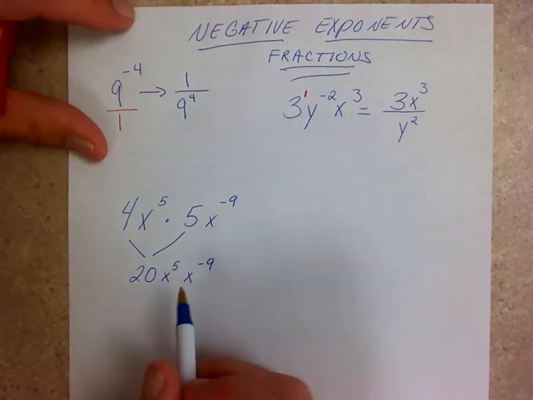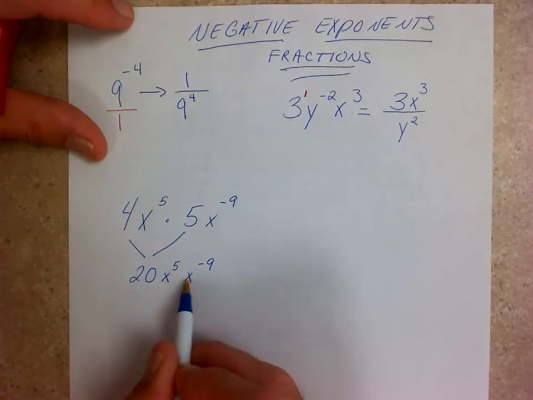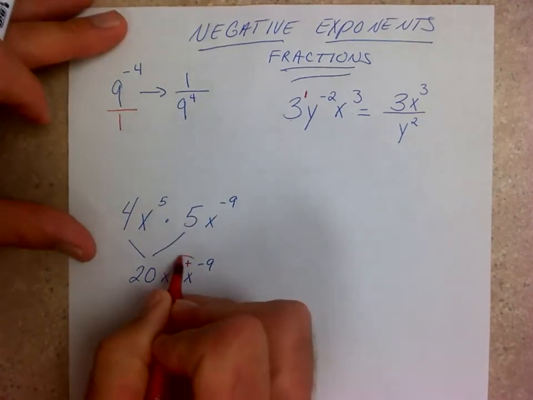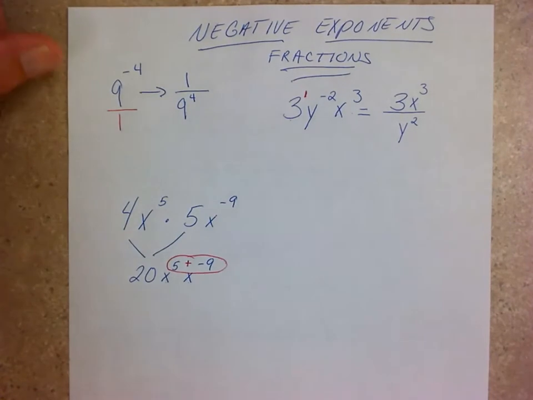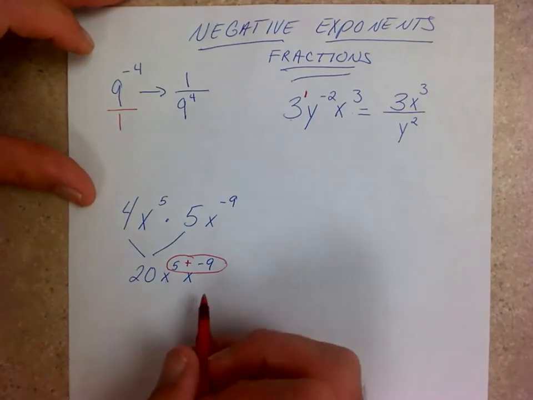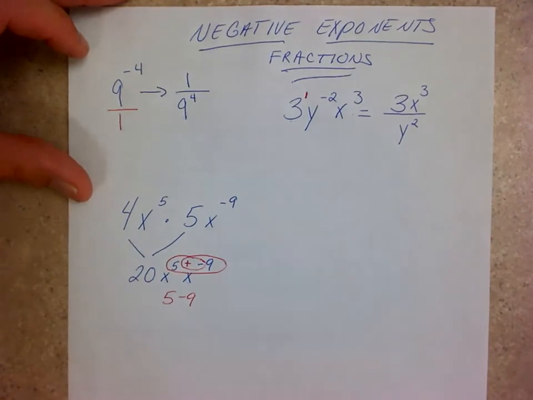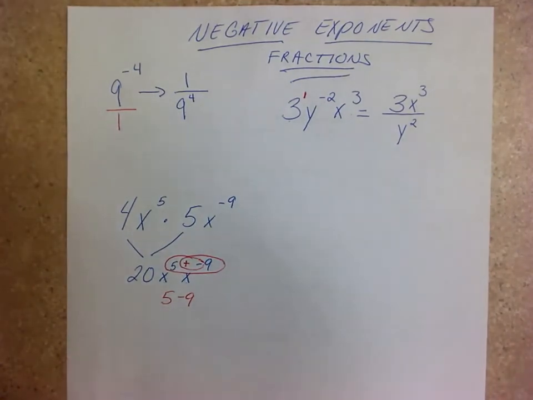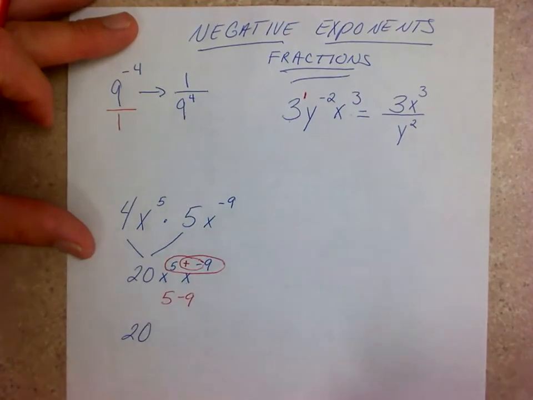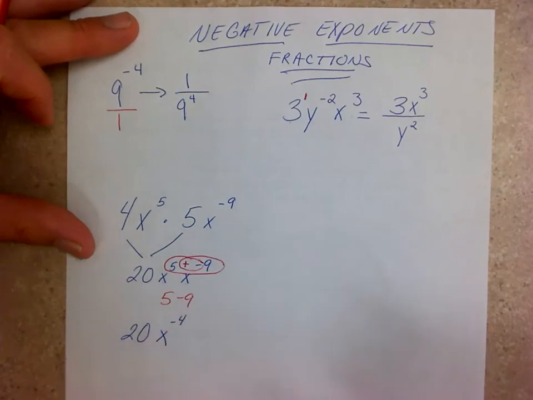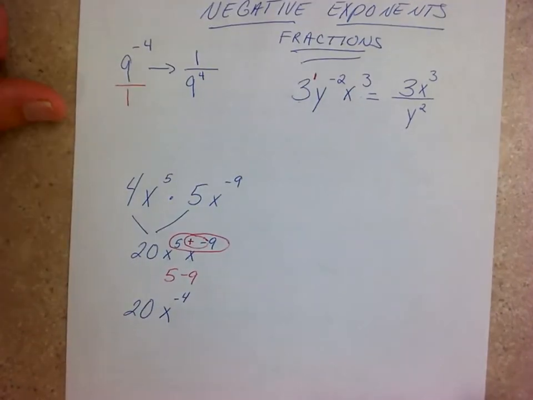And what we discussed in class today: if our bases are the same, then we can add our exponents together. So 5 plus negative 9 is equivalent to 5 minus 9. Our 20 is going to stay. X, 5 minus 9, is x to the negative fourth power.